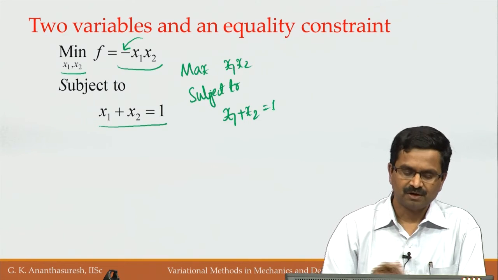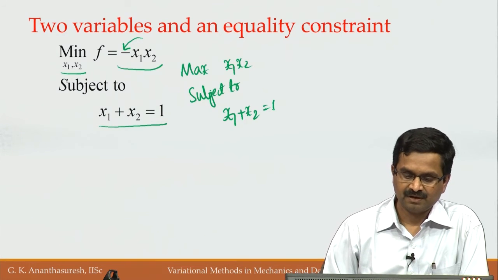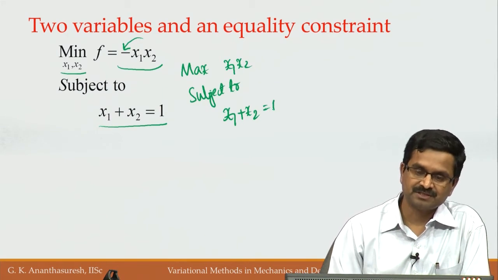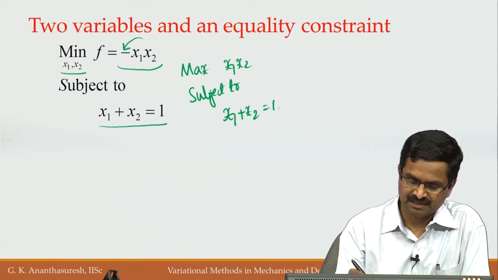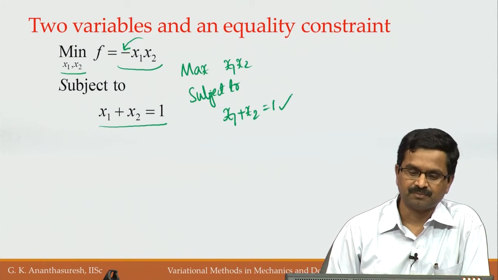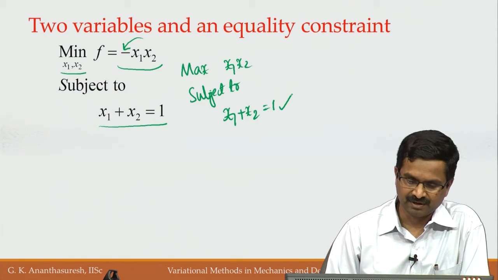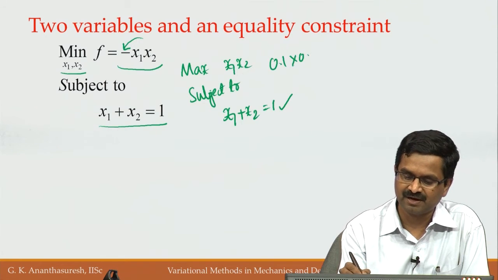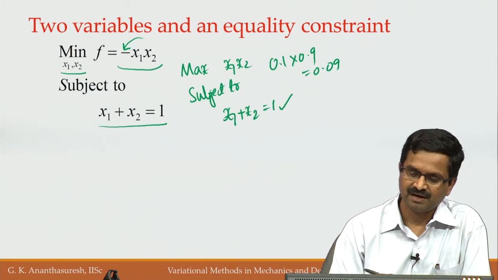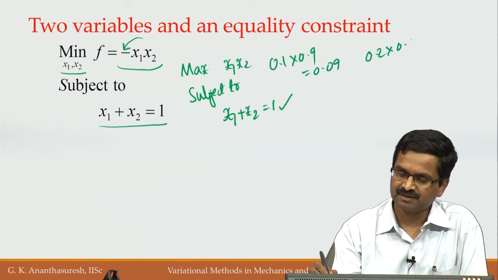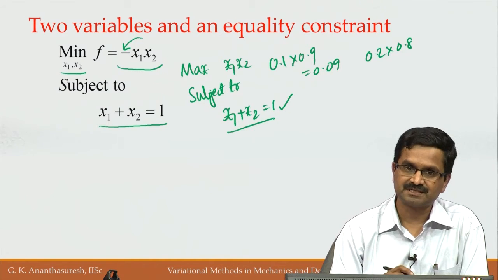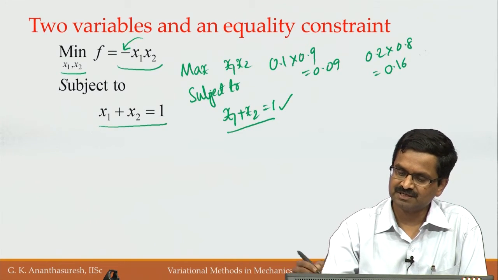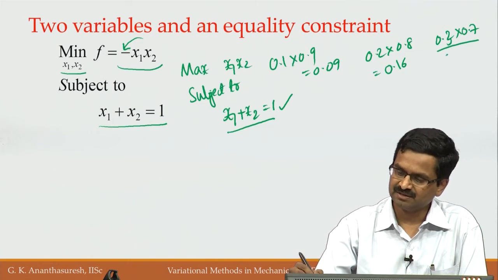If you pause and think about what solution it would have, you can try it out. You can say x1 is 0, x2 is 1, because you satisfy this constraint, then the product will be 0 because x1 is 0. You make it 0.1, 0.9, then 0.1 times 0.9 will be 0.09, and then you can do 0.2 times 0.8, because you have to always make sure that the constraint is satisfied, that will be 0.16, and 0.3 times 0.7. That sum is 1, and this will be 0.21.